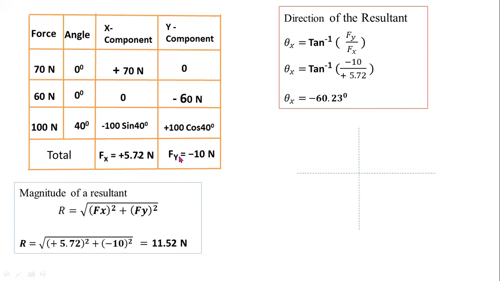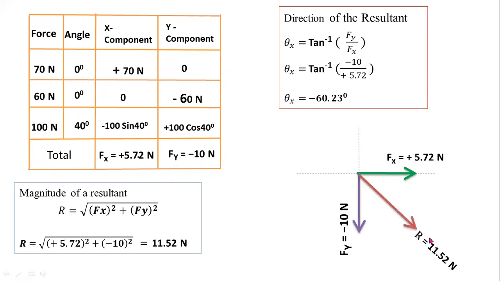The sign of Fy is negative. Fy means vertical axis, downward direction, and x-axis is positive. So like this, the resultant force lies in the fourth quadrant. Again, like this, this is the position of the resultant. This is the magnitude of the resultant, and theta x is the direction.